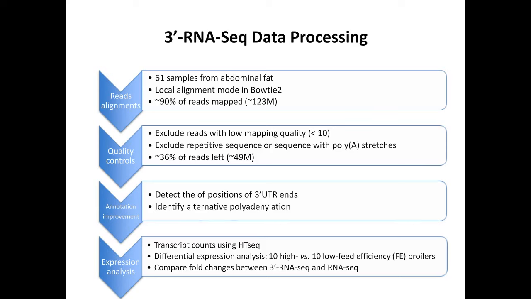In the next step, we detected the position of the 3' UTR. This is basically one of the advantages of the technology that I mentioned: it allows us to detect the 3' UTR. And then we identified alternative polyadenylation, and I will talk about this later. The final step was using HT-seq, a software for quantification of gene expression. We used HT-seq to quantify the amount of transcript from each gene in each sample.